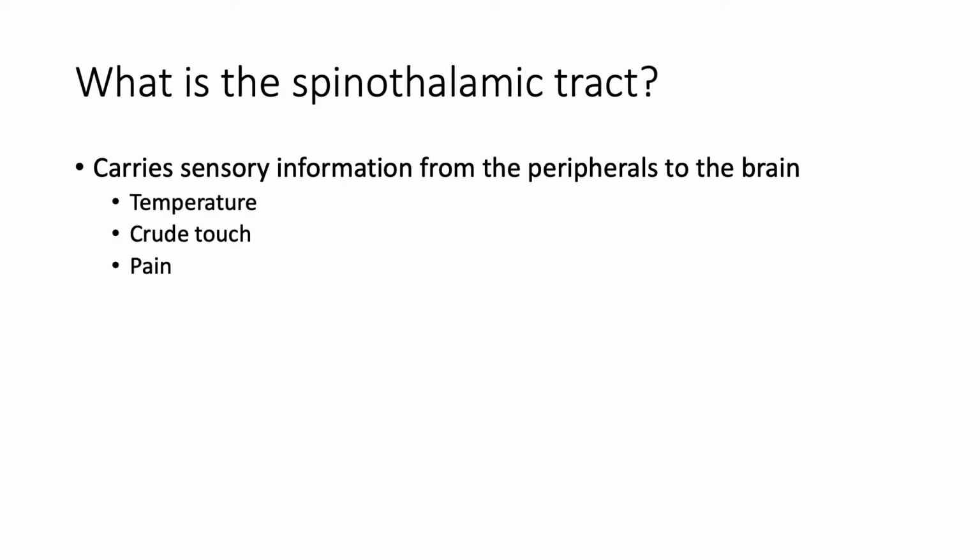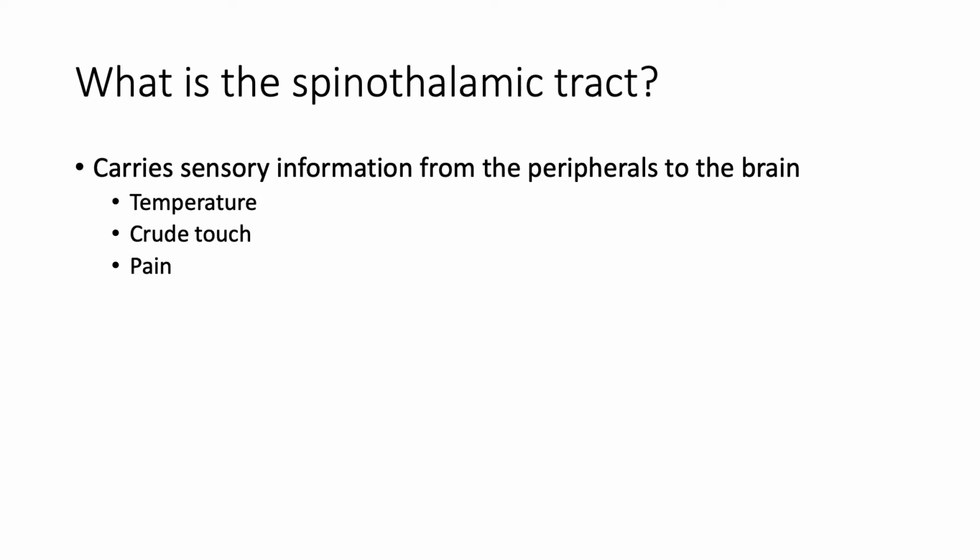It is part of the central nervous system and is one of the ascending tracts present in our body. It is responsible for carrying sensory information originating from our peripheral nerves to the brain. It is the tract responsible for the sensations of temperature, pain, and crude touch. It can be divided into lateral, which carries pain and temperature sensation, and anterior, which carries the crude touch element.